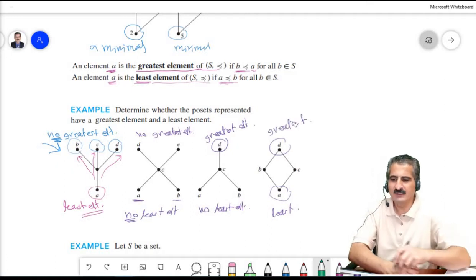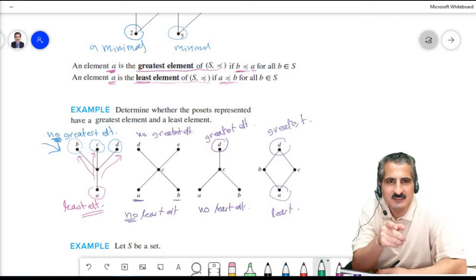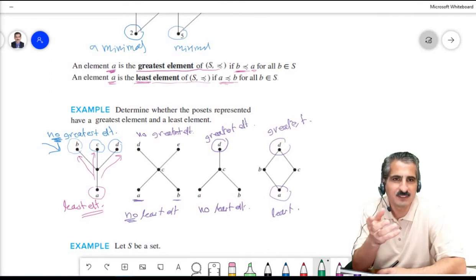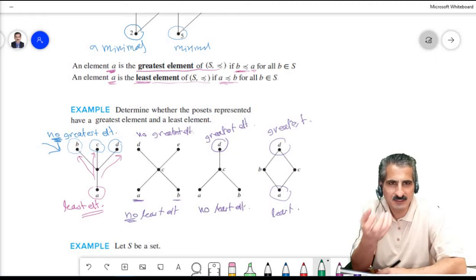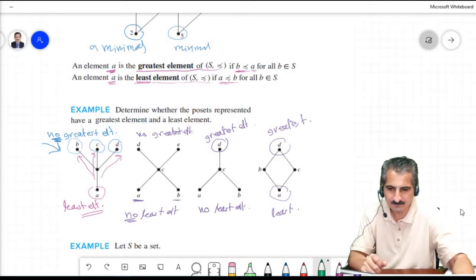Okay, now let me say it again. The greatest element may or may not exist. When it exists, it is one only. We cannot allow more than one greatest element. At the same time, maximal element, there might be many maximal elements. Same thing applies for least element. The least element may or may not exist. Whenever it exists, it is unique, only one. This is not the case for minimal element. Minimal elements always exist, and there might be many of them.